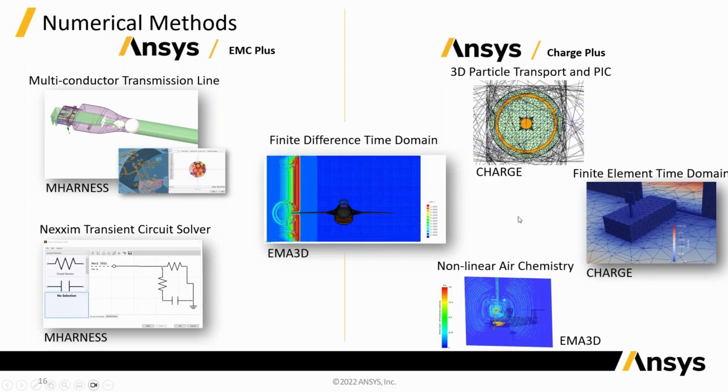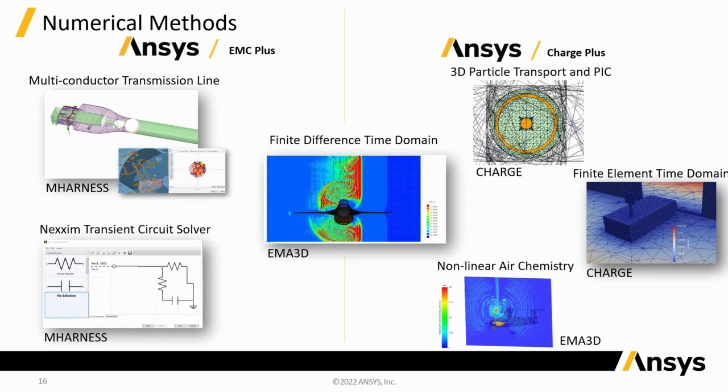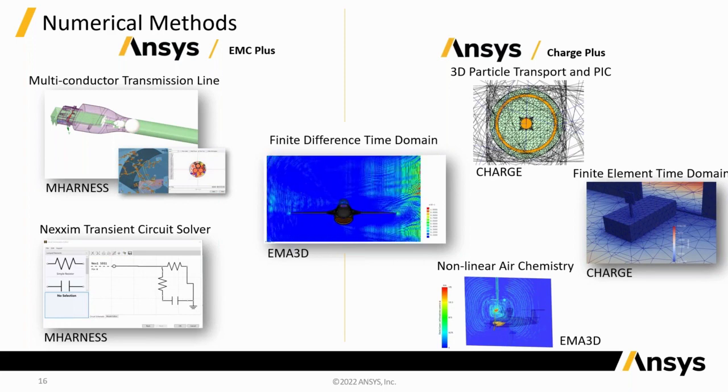On the right-hand side, I won't go into great detail. There's a lot of physics under the hood with the Charge Plus solution. The key thing to note here is in the bottom side, the nonlinear air chemistry. That allows our customers really to look at the air properties, the temperature, the density, humidity of the air, and consider how that impacts an arc jumping across a gap, for example. And that is a fairly unique capability to do that.